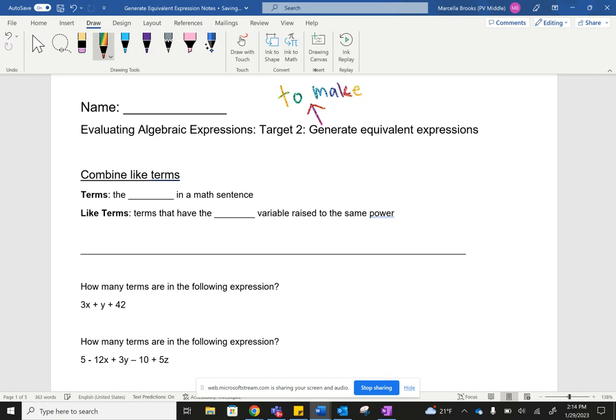So if I generate something, I'm making it. Equivalent, that means equal. An expression is a math sentence.